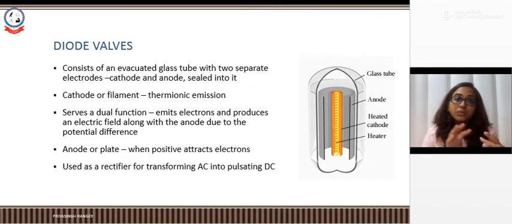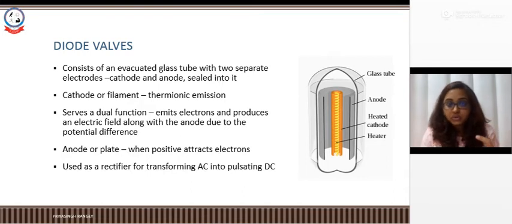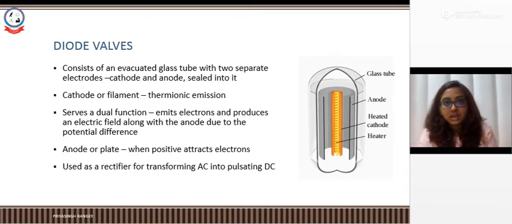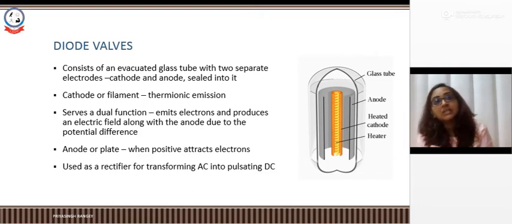These electrons are going to form an electric field surrounding the cathode, and the anode, since it is positive, is going to attract these electrons towards itself, and hence we are going to get a flow of electric current from the cathode towards the anode.